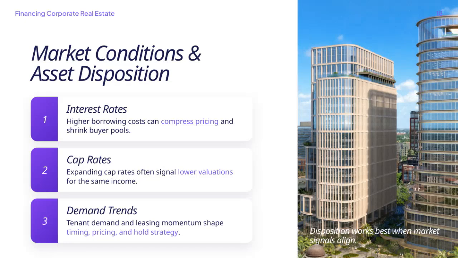When it comes to asset disposition, timing is crucial, and it works best when market signals are in alignment. Let's break down some key market conditions that influence this process. First, interest rates play a significant role. Higher borrowing costs can put pressure on pricing and reduce the number of potential buyers, which can impact your ability to sell quickly or at a premium.